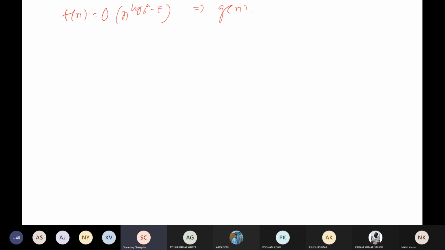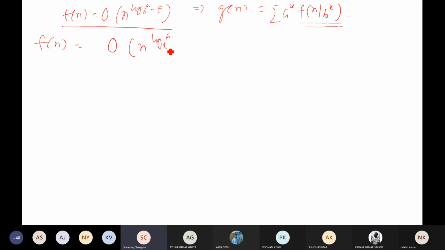Now f(n) is given as this, and g(n) equals the sum of a to the power k f(n by b to the power k). So here we can find the value of f(n by b to the power k), because f(n) is given as this. Let us write again: f(n) equals big O of n to the power log a base b minus epsilon. Therefore f(n by b to the power k) equals order of (n by b to the power k) to the power log a base b minus epsilon.